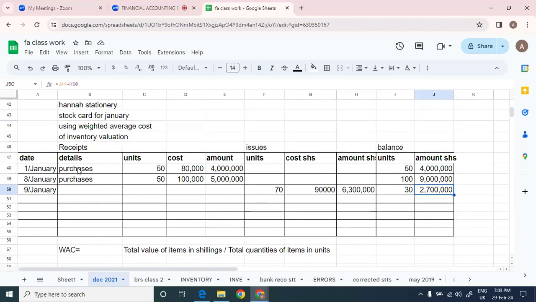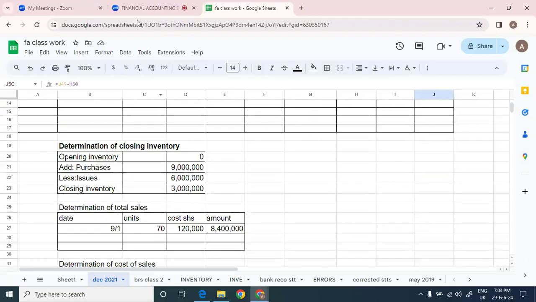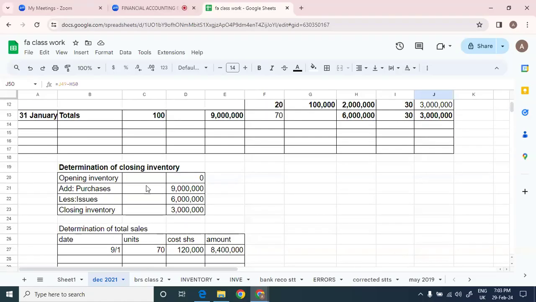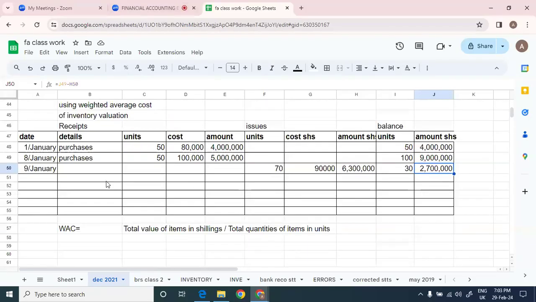So, for class purposes, I was showing you this, but still, this determination for closing inventory, you can leave it because you already have it here. I'm just doing these ones for your own understanding. So therefore, we come here on 31st, before we do the determination, on the conclusion.